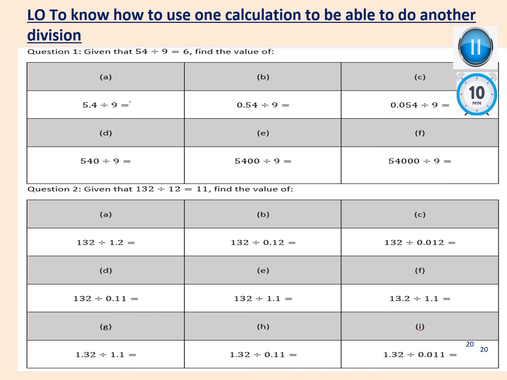Okay, so you've got question 1, given that 54 divided by 9 equals 6, find the value of the others. So A to F. And then you've got question 2, given that 132 divided by 12 equals 11, find the value of those. So pause the video and then only move on when you've attempted the majority of these questions.